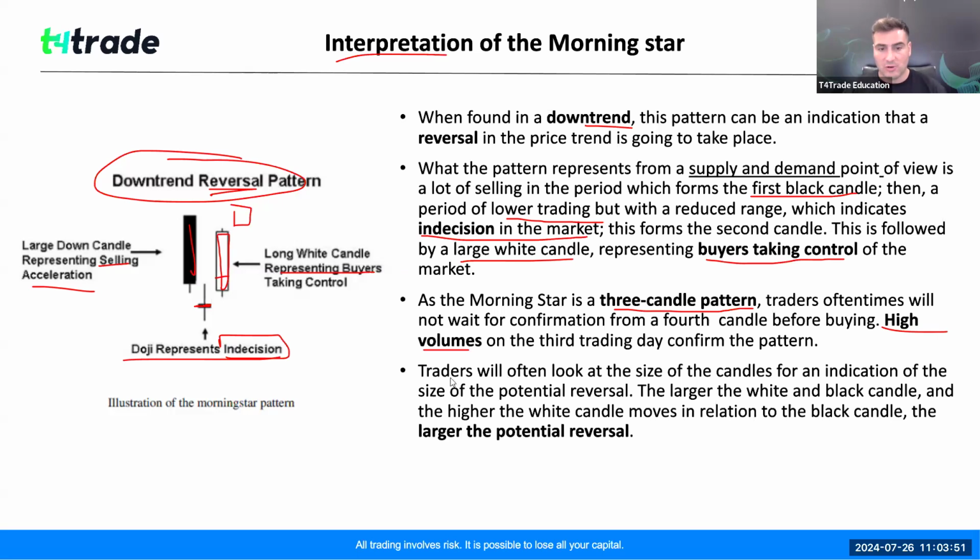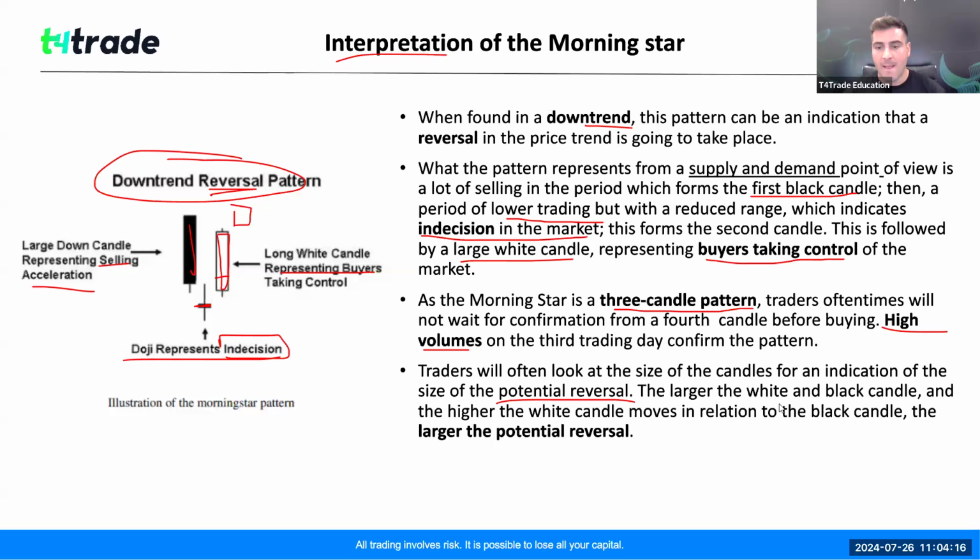So also, finally, we're going to say that traders will often look at the size of the candles for an indication of the size of the potential reversal. So the larger these candles are, the more significant they are. Okay, so you can spot a lot of them if you scroll through charts. They're super accurate. They are found at bottoms. They are a signal of a bullish reversal pattern. Capitalize upon this. Why not?